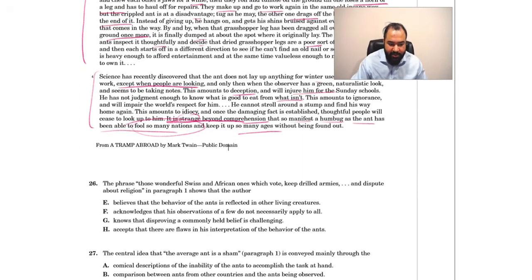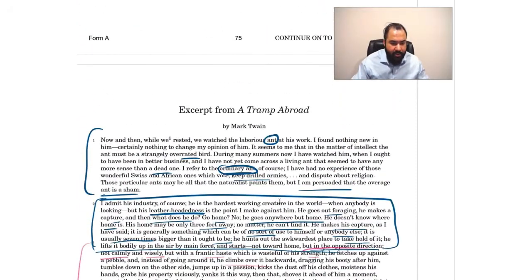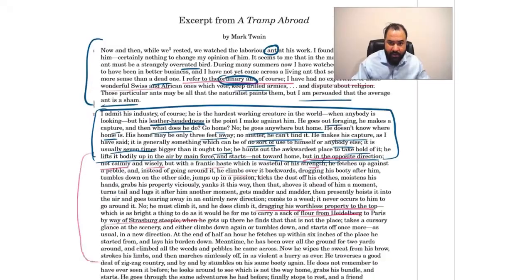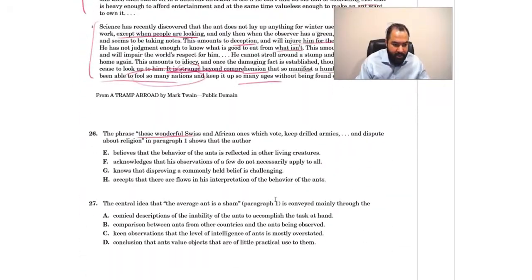Now let's answer the questions. The phrase "those wonderful Swiss and African ones which vote." Okay, so this line was for what? So this is where he was talking about the ordinary ants. Remember, the author is actually saying, okay, I refer to the ordinary ants. Of course, I have no experience with the wonderful Swiss and African ones. So it just shows that he believes that the behavior of ants is reflected on other living creatures. He didn't talk about any other living creature, so it's not E.